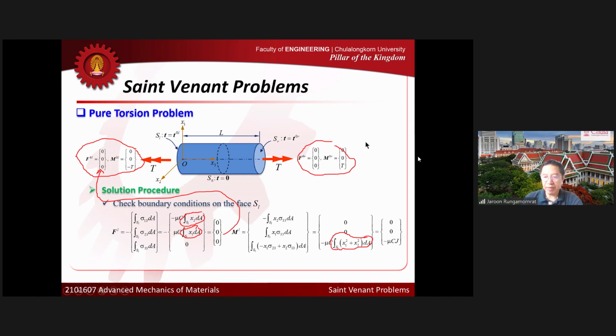So I plug that in, because J here is simply the property of the cross section. Once you know the cross section, you should be able to get J. And for this particular cross section, it's a circle, right? So the cross section is circular. So now you can get J easily. Okay. So now I get the net moment like that.